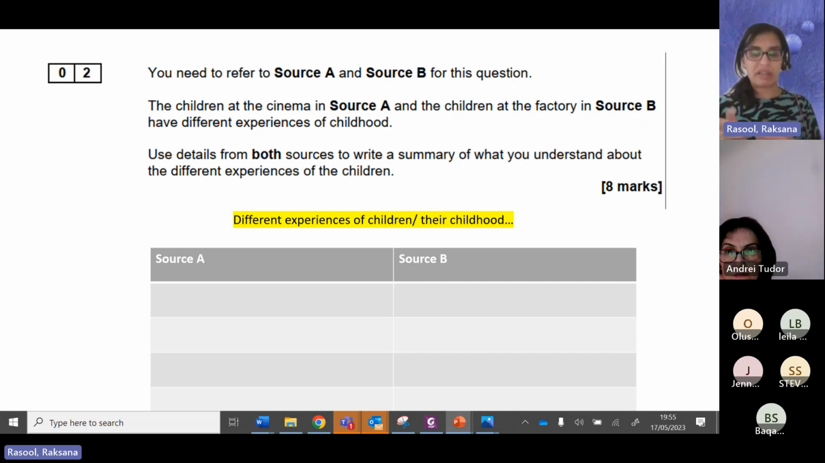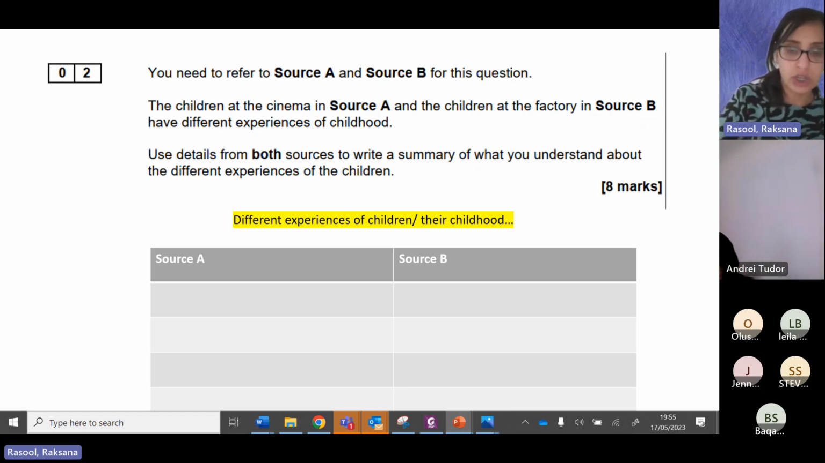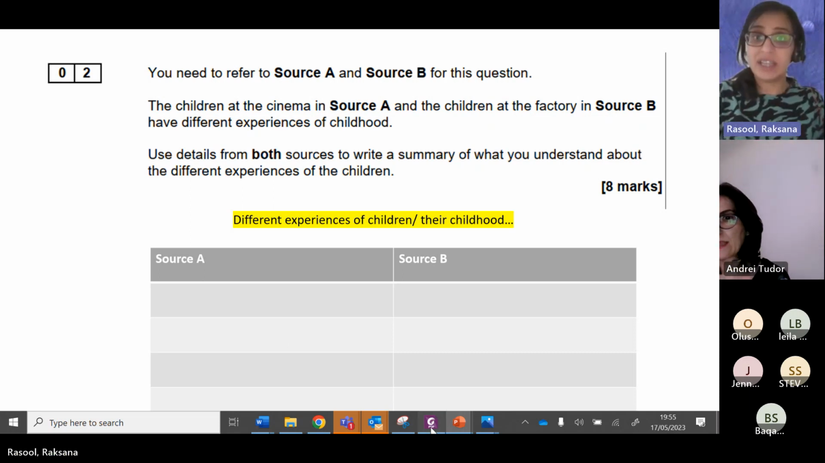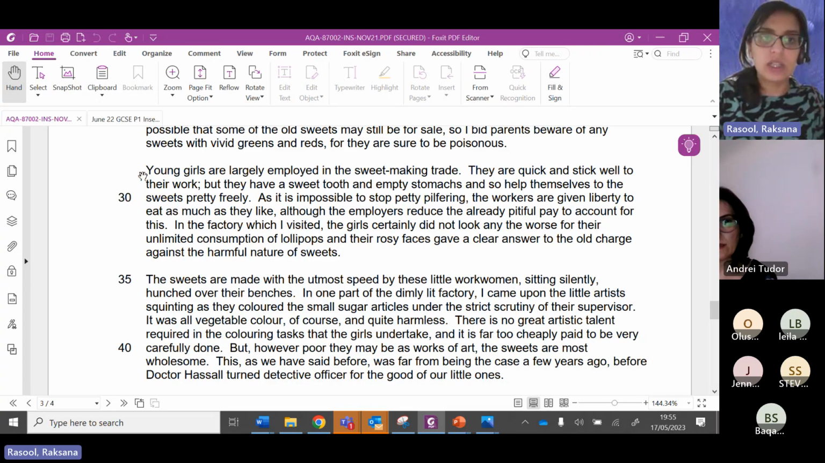What I want you to do, please, is spend 6 minutes doing a quick bullet point of 4 differences that you can find between the children in Source A and their childhood and the girls in Source B and their childhood. And I will leave this up, but literally the girls section starts from line 28 to line 40.